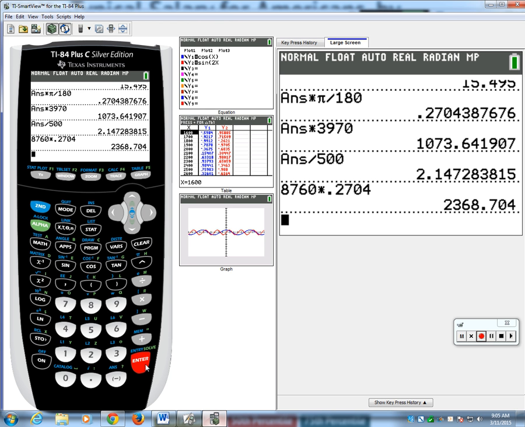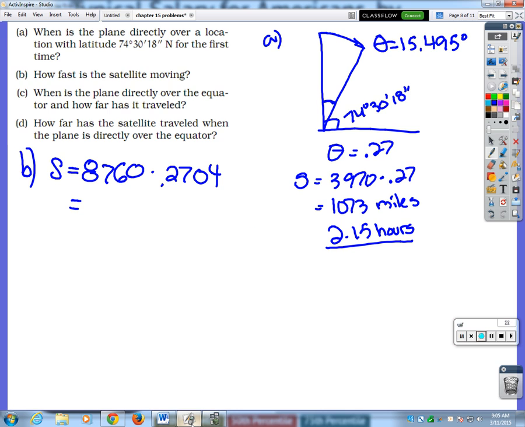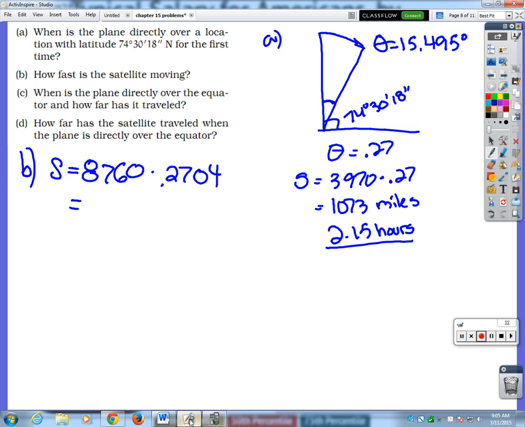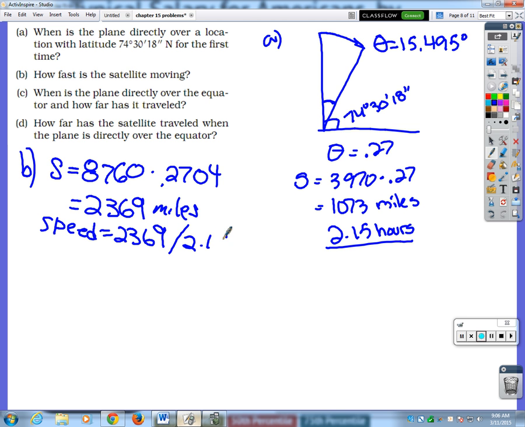Okay. So how do we figure out its speed? Divide by the time it took to travel that far. How long did it take to travel that far? 2.15. So the speed was a distance divided by the time. What is it? 1,103.